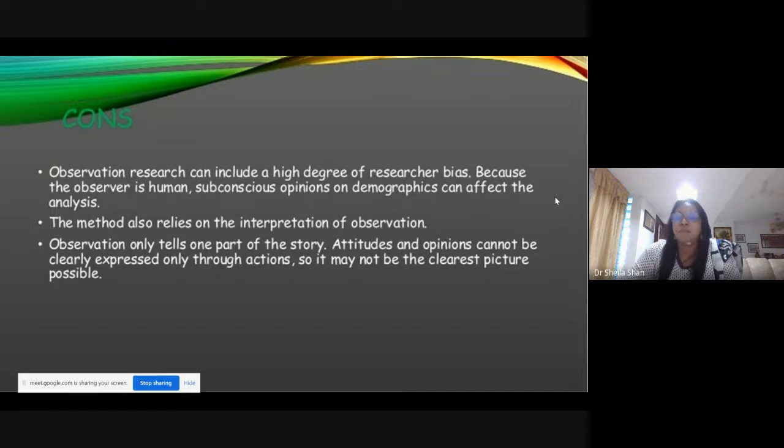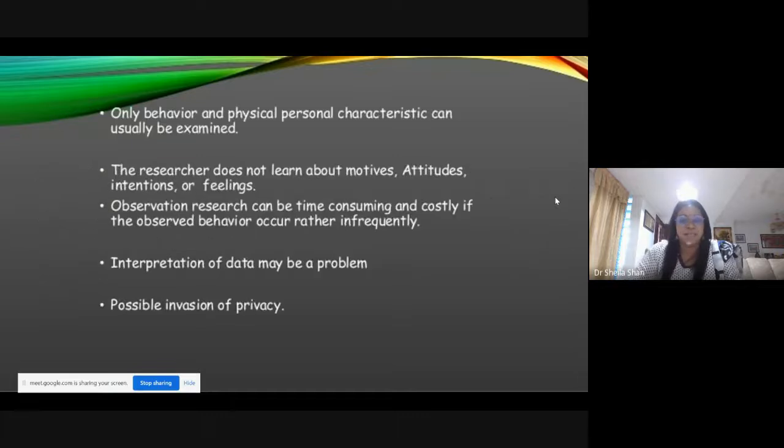So it may not be the clearest picture possible. So that is part of the cons. The behavior and physical personal characteristics can be examined. The researcher does not learn about the motive, just like a murder case. By observing, you wouldn't know what is the motive of the murder by looking at the position of the victim. So the attitude or intention or feelings you cannot see.